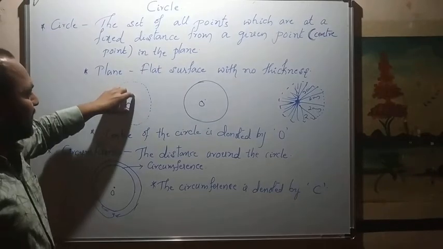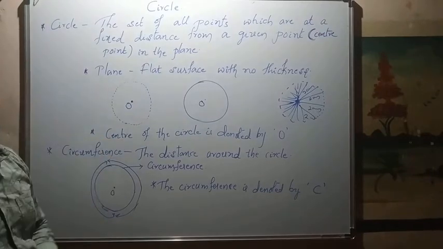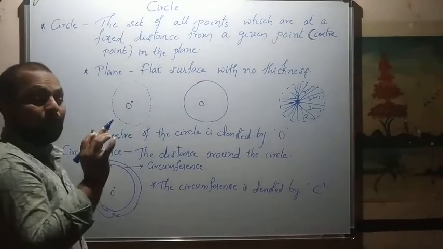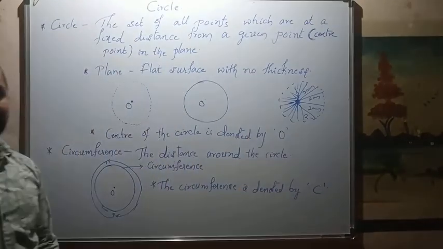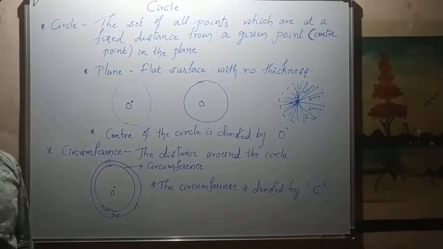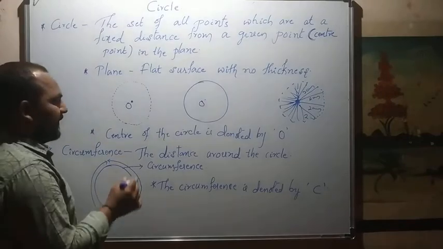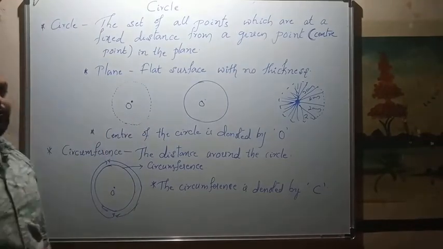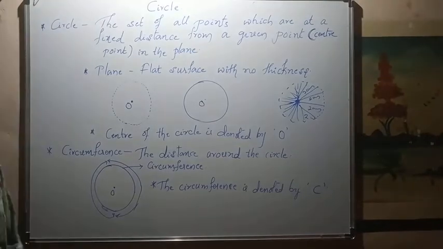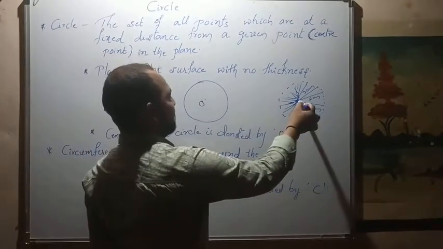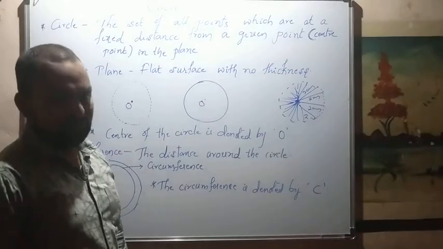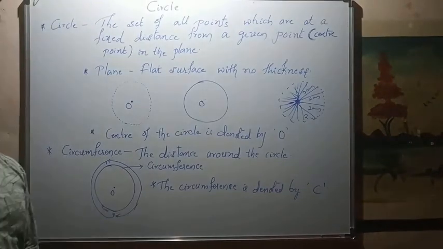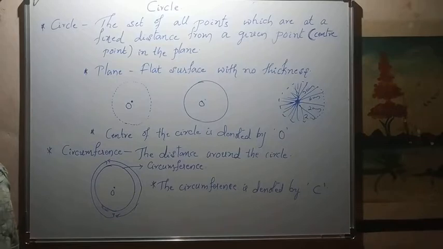Next, the center of the circle is denoted by O, not zero, O. The center of a circle is denoted by O, capital letter O or small letter O. This is the definition of a circle and a plane. The distance between the center and each point of a circle is equidistant, from the center to each point on the circle.